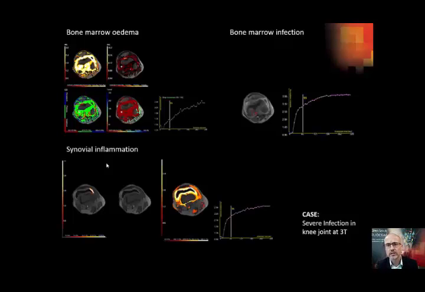You can also use the DCE-MRI approach in bone marrow infection or osteomyelitis. This is a secondary osteomyelitis after a knee arthroscopy. What you see is that the curve from the needles of the osteomyelitis is steep with a high plateau. It's similar, but with a little bit less plateau, in the inflammatory synovial lining.